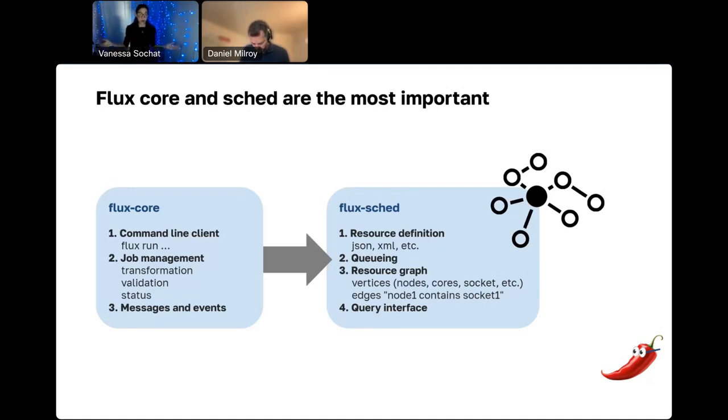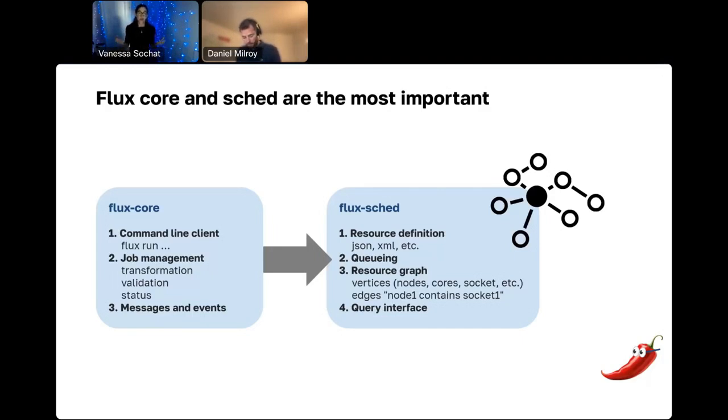One of those main components, of course, is Flux Sched. Flux Sched is also known as Fluxion. So if you hear the term Fluxion out there, that's what we're talking about. And it is the main scheduler for Flux Framework. So what does it provide you? Well, it's going to give you a resource definition. This is a serialization format for your resources. This can be in JSON or XML and a few other formats.